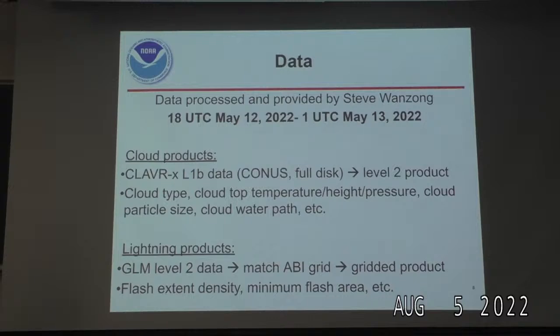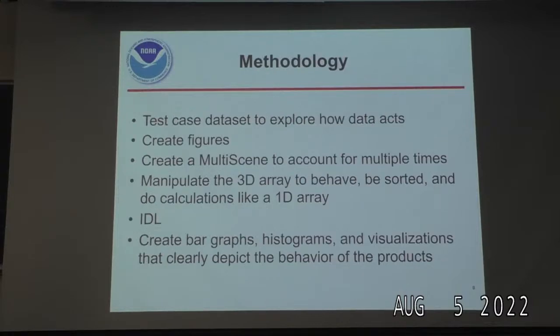And for our lightning data, we used the level 2 data from the Geostationary Lightning Mapper, and we had to match it to the grid that the ABI data was from. So we had to make a gridded product. In the development of that, you were able to get things like flash extent density, which is the main product we worked with, but also total optical energy, minimum flash area, and some of the other lightning products that come along with that. And so, like I mentioned a little bit earlier, my methodology was very all over the place.